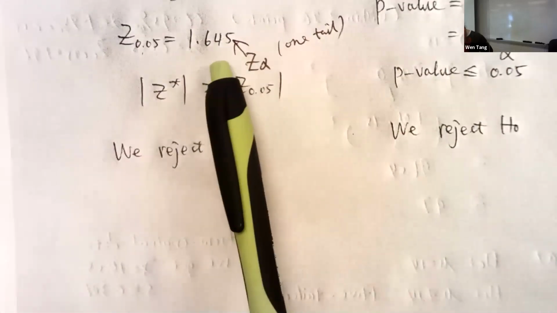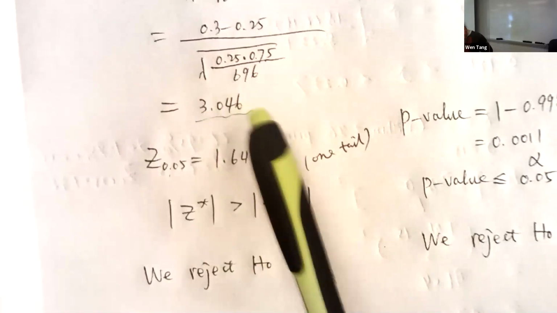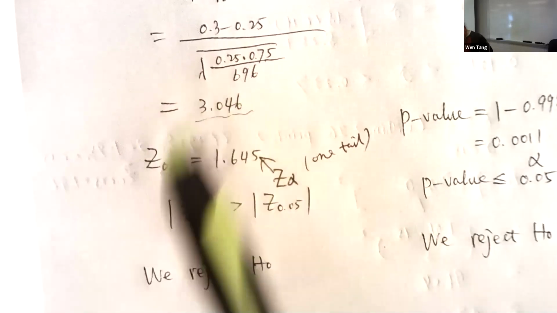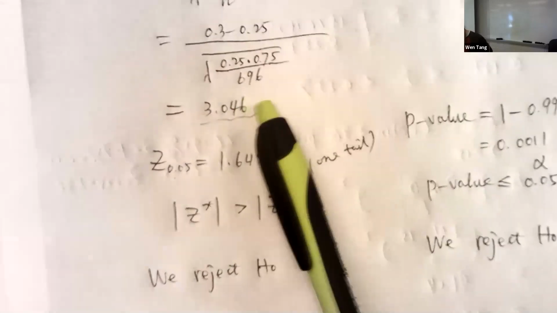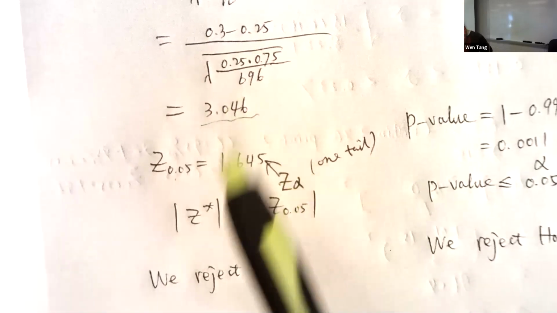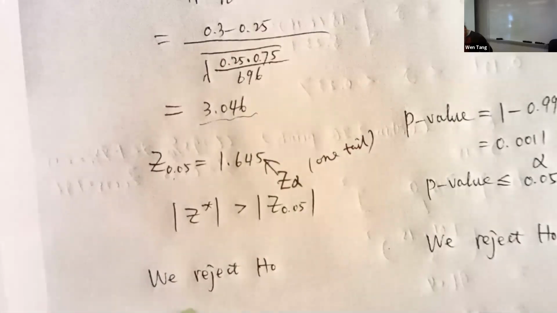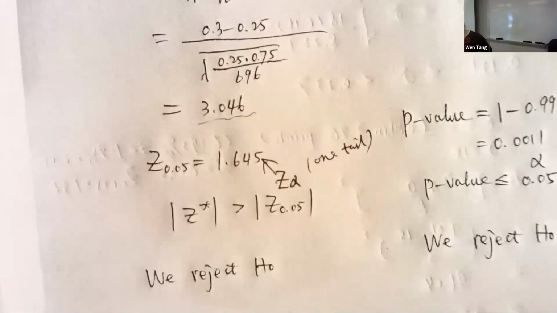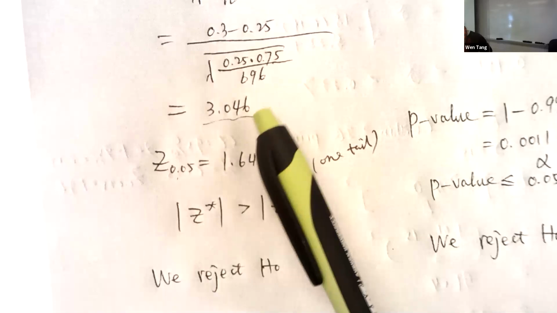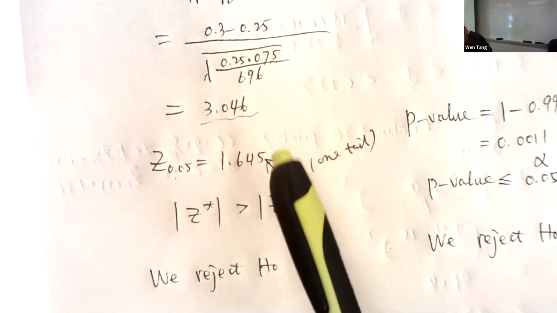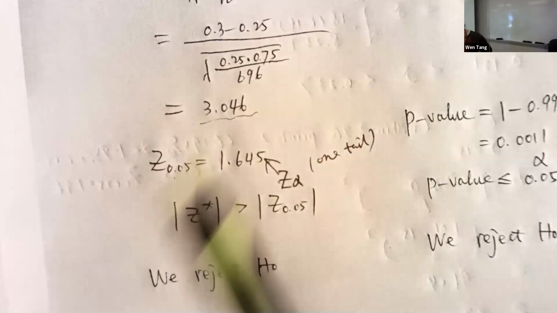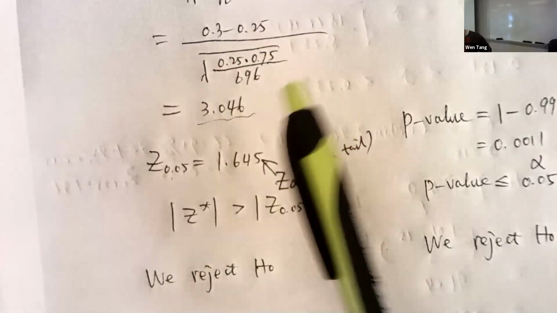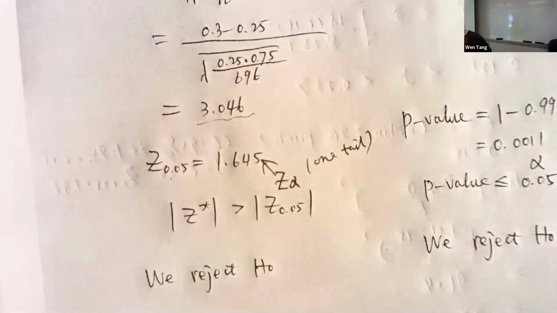And this is another special one, right? Z sub 0.05 is 1.645. And we know the test statistic has a greater absolute value than the critical value. So our conclusion will be to reject the null, which means this Z falls in the rejection region, more extreme than the critical value.